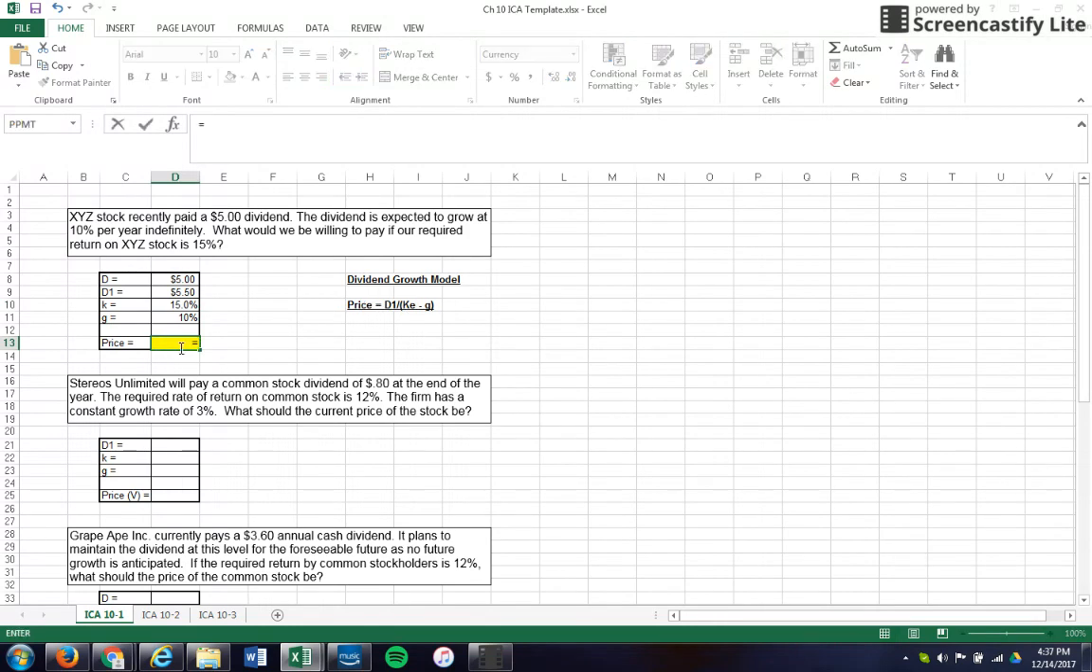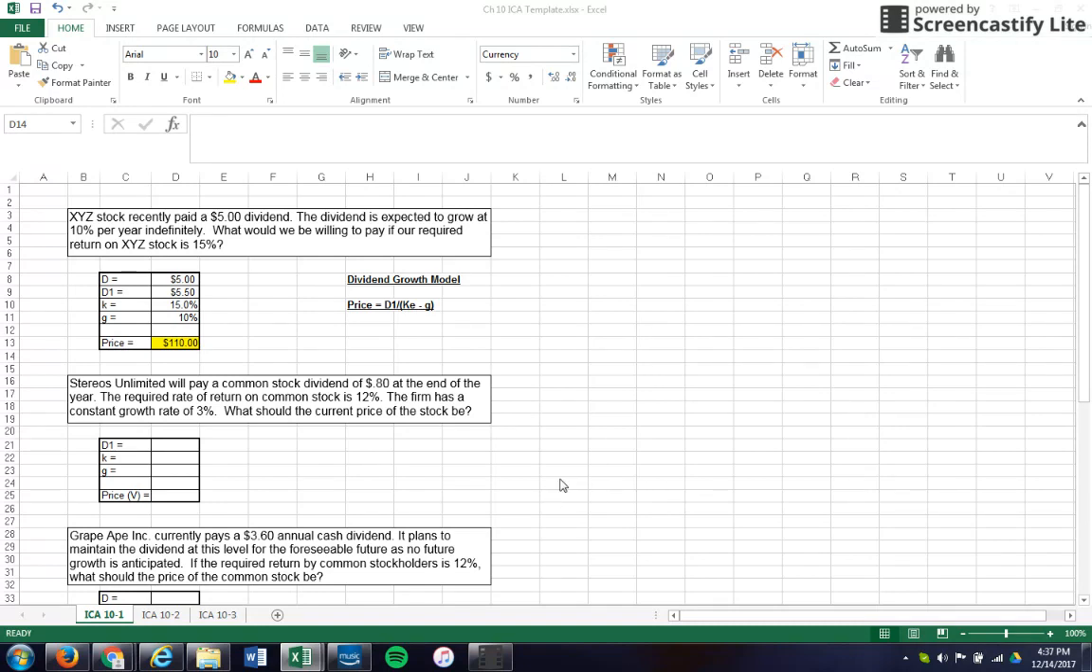So we have a price is equal to our D1 divided by the cost of equity, represented by K, sometimes the letter R, R of S, R of J. Make sure you understand those are all interchangeable, minus our growth rate of 10%, close my parentheses, hit enter. And so that shows us that we expect the price to be about $110 for XYZ stock.